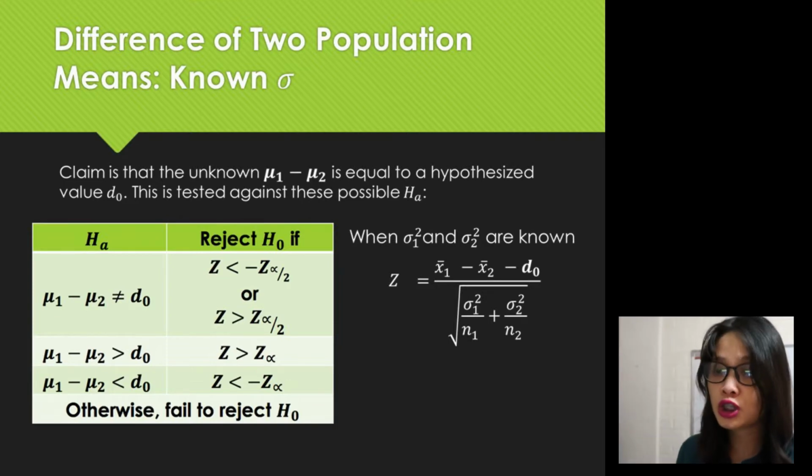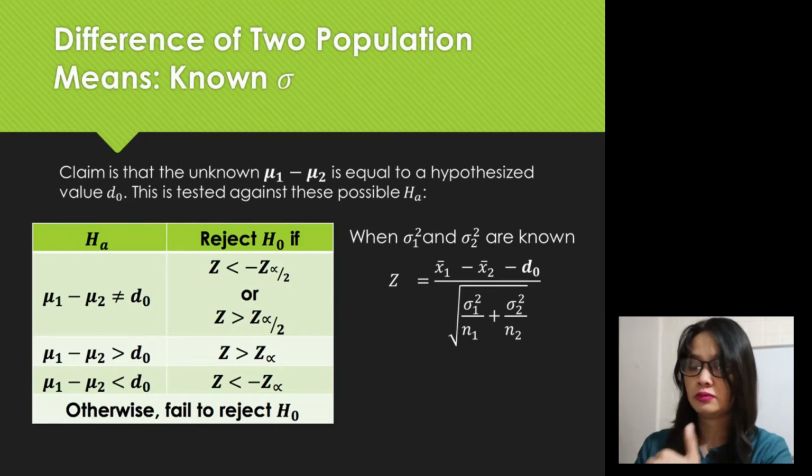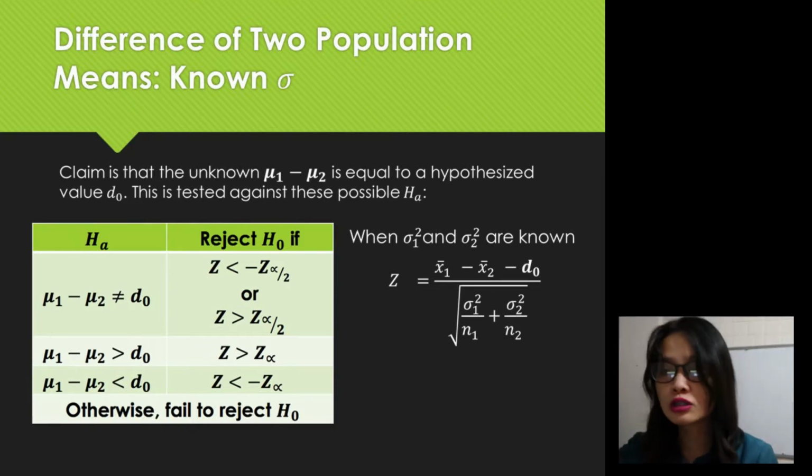Otherwise, fail to reject H0, meaning you need to accept your H0. If you fail to reject H0, you need to accept your H0. Okay? So when the population variance or variances are known, then we need to use this formula.